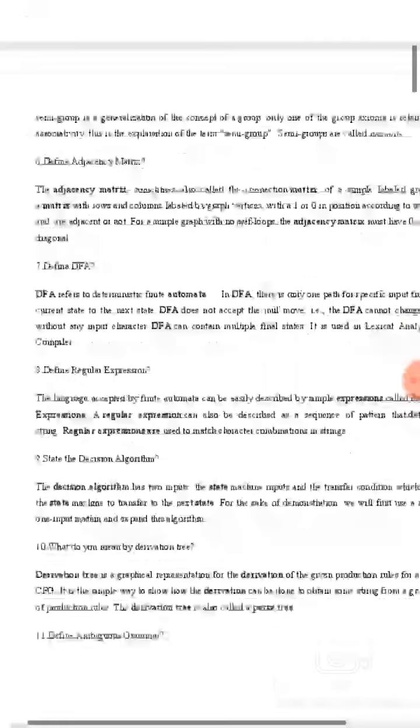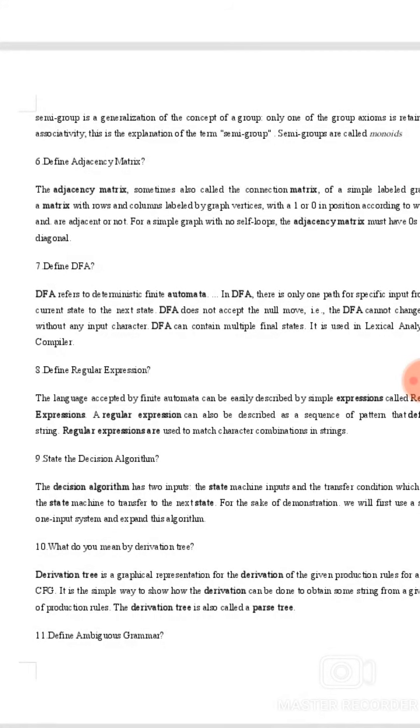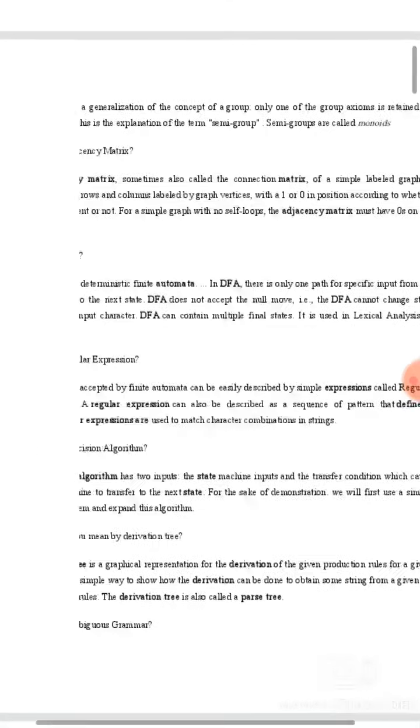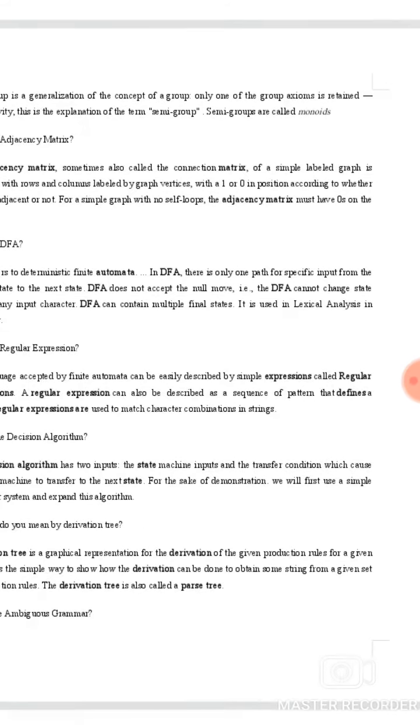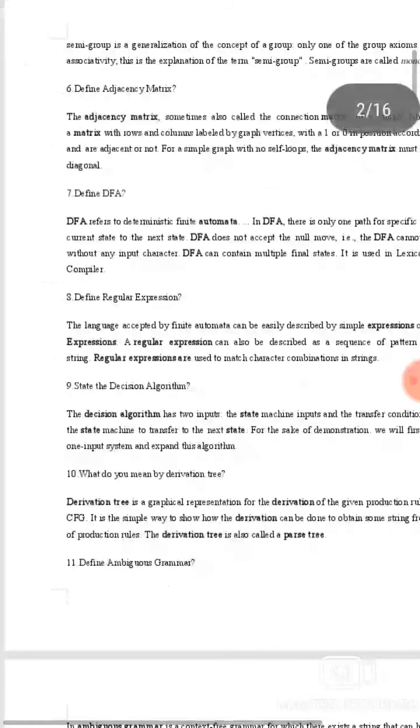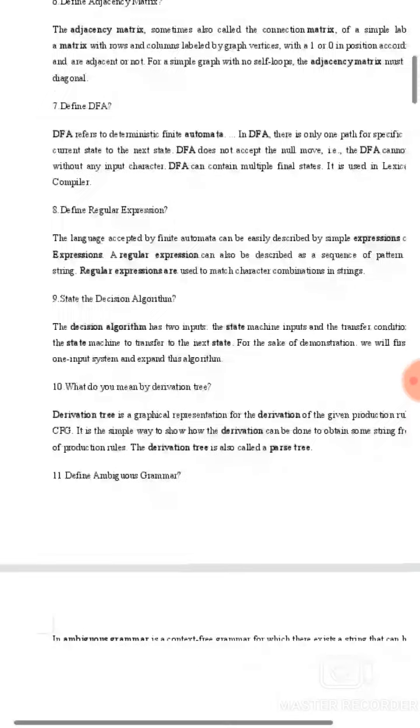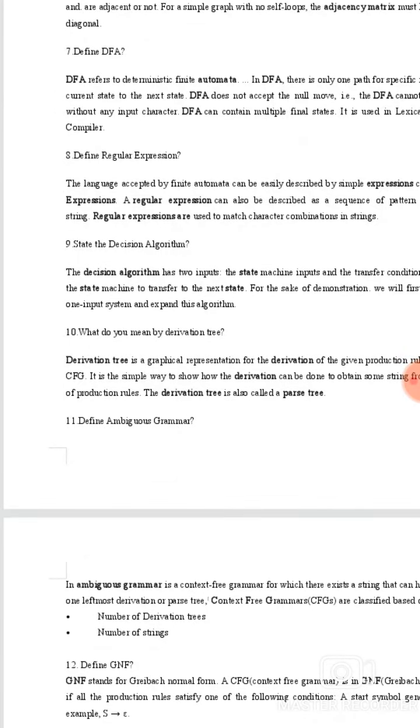Define adjacency matrix. The adjacency matrix, sometimes called a connection matrix, of a simple labeled graph is a matrix with rows and columns labeled by the graph vertices, with a 1 or 0 in position (i, j) according to whether vertices i and j are adjacent or not. Define DFA. DFA refers to deterministic finite automata.